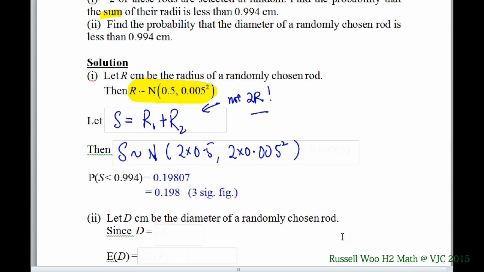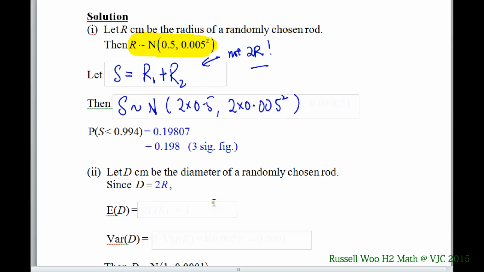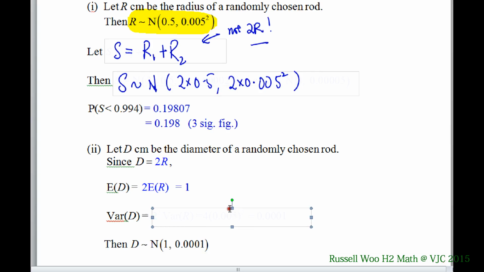Okay, part two. Find the probability that the diameter of a randomly chosen rod. This time, we must be very clear. Diameter D, is it R1 plus R2 or is it 2R? 2R, very good. So D is 2R, then the expected value is this, variance is this. Quite easy once you can recognize it's 2R. I just want to emphasize that, look, this is 4. This is 2 squared.